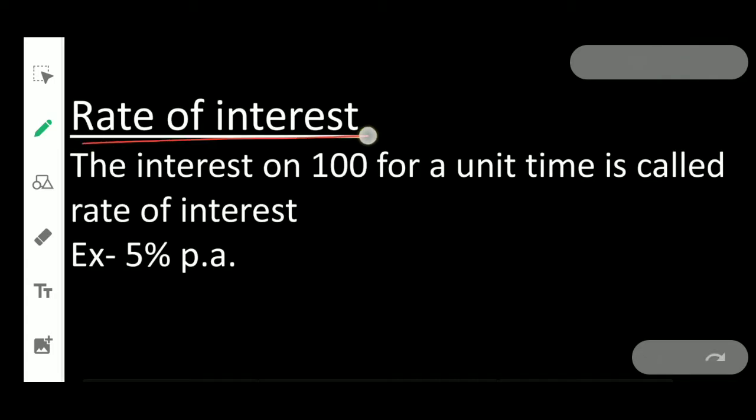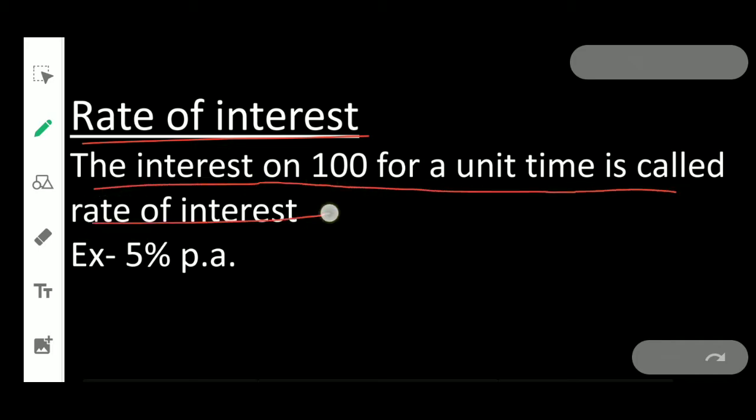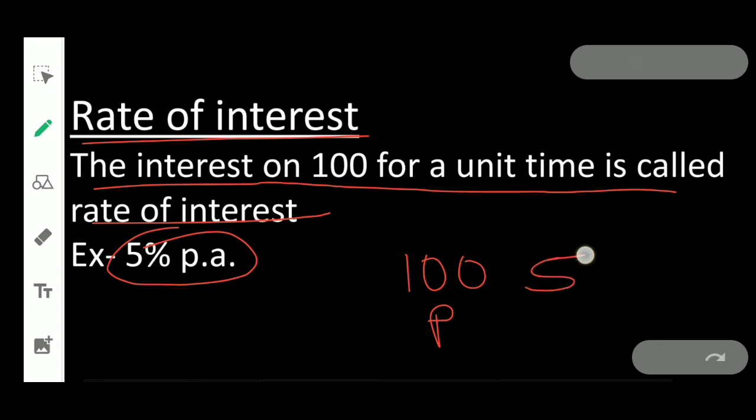Next, rate of interest. The interest on 100 for a unit time is called rate of interest. For example, 5% per annum. Let's say 100 is the principal value, and 5 is your interest.